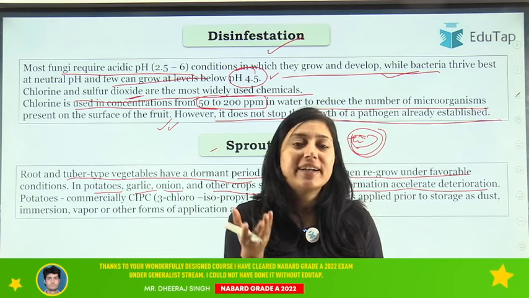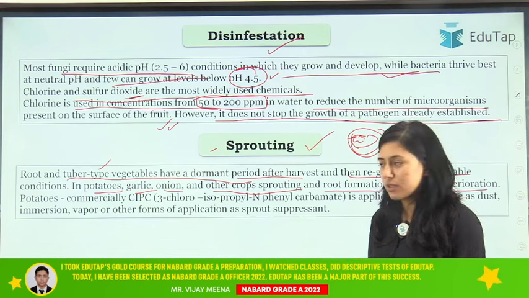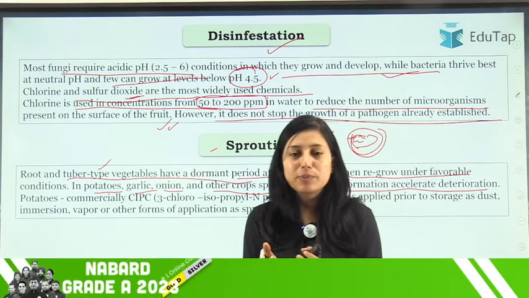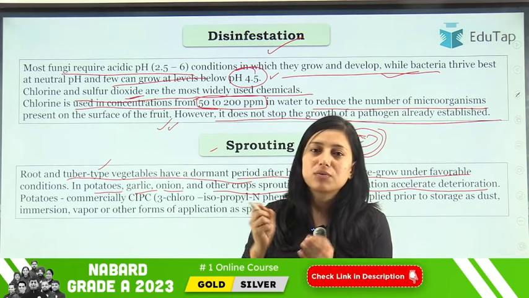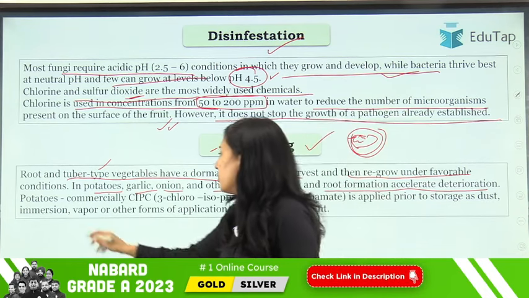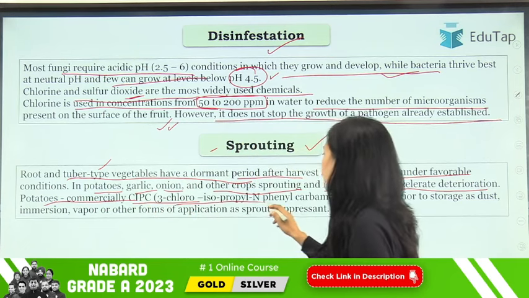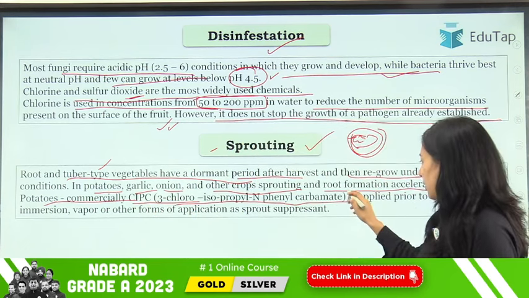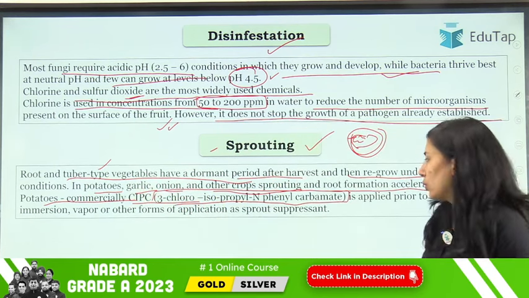So their quality gets deteriorated. That is why these can lead to the deterioration of the quality of our produce. So for that we have to arrest the sprouting, we have to arrest this growth of sprouts from these produce. For potato, commercially we use CIPC, that is 3-chloroisopropyl N-phenyl carbamate. This is the chemical that is being used in potato for arresting the sprouting.